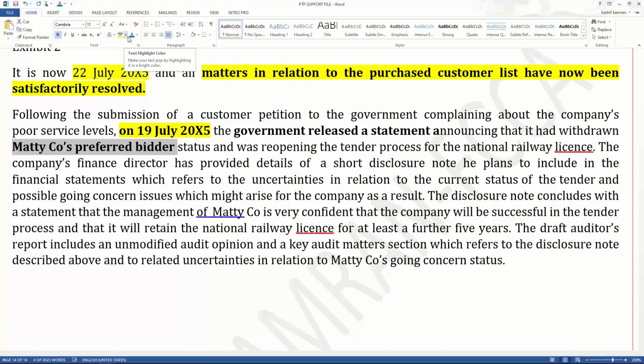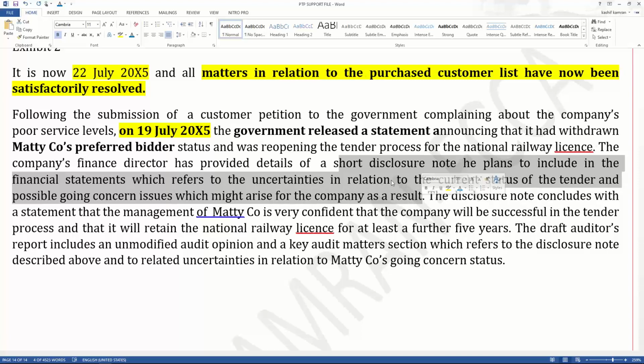Not 100% of the revenue is coming from the train business, right? So we're not saying the company is closing down, but the material uncertainties are escalating. The company's finance director has provided details of a short disclosure note he plans to include in the financial statement, which refers to the uncertainty in relation to the current status of the tender and possible going concern issues which might arise as a result.